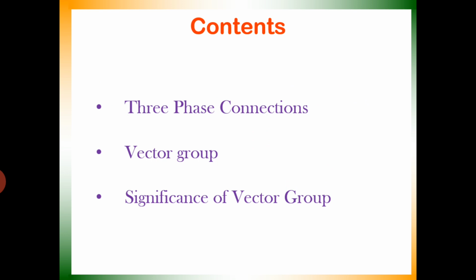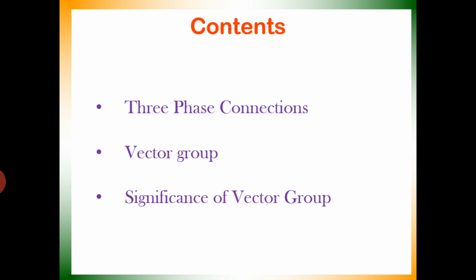IEC, that is International Electrotechnical Commission, decides some standard notification. By using that standard notification, we can easily identify our low voltage and high voltage winding, or we can easily identify our primary and secondary winding. Again, by using that standard notification, we can easily identify the phase relation or phase displacement between low voltage and high voltage winding. So this is some importance of the vector group.